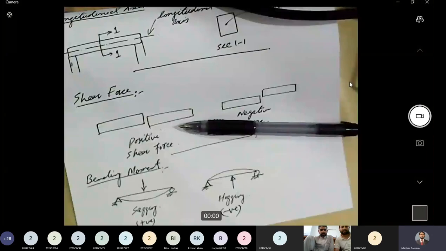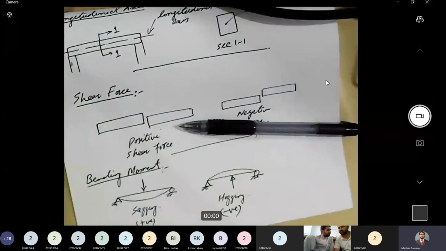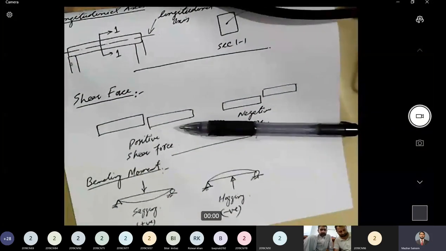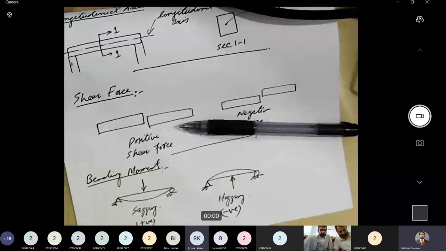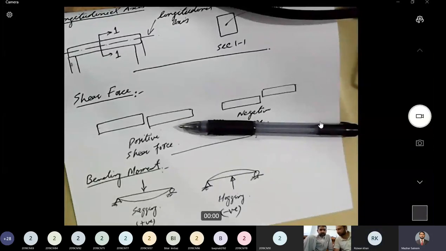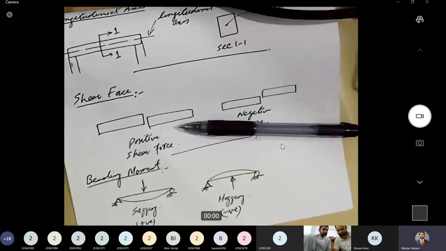Anybody having any question about bending moment or shear force or anything that we discussed today? Okay, I can see your team screen now. So if anybody has any question, he or she can raise his hand.